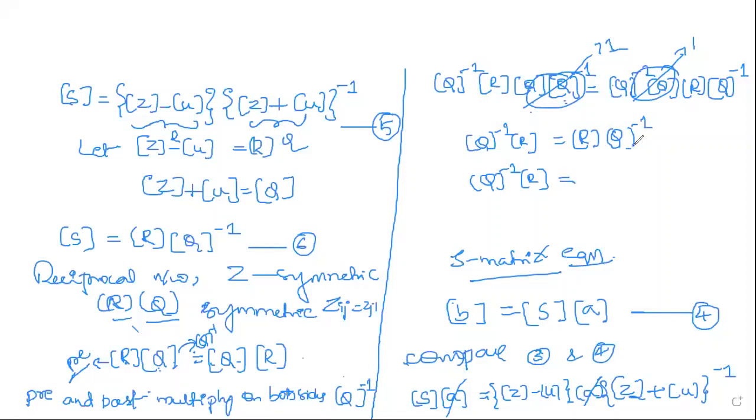See equation number 6. That is matrix S, from equation 6. So now this is proved. That is, R into Q inverse is also equal to S matrix, and Q inverse into R is also equal to S matrix. Now S is proved. You have to prove S transpose. Till now it is clear for everybody?